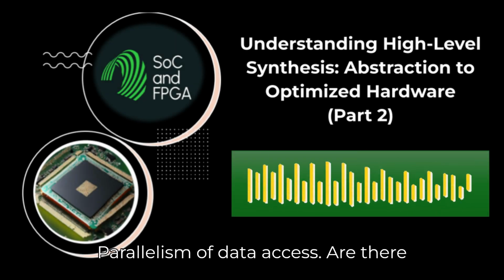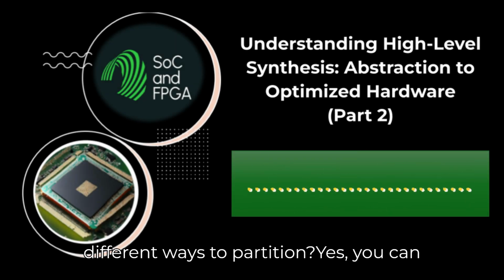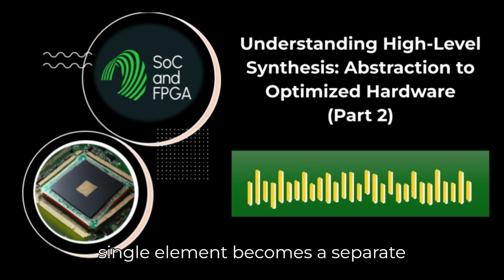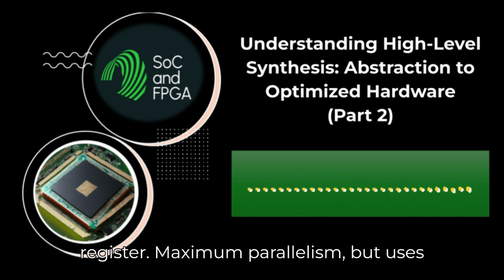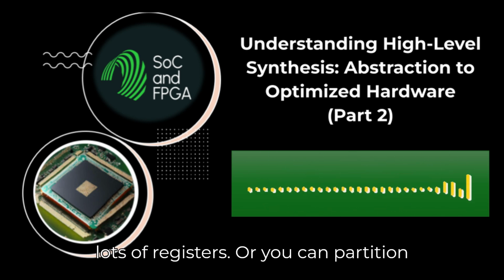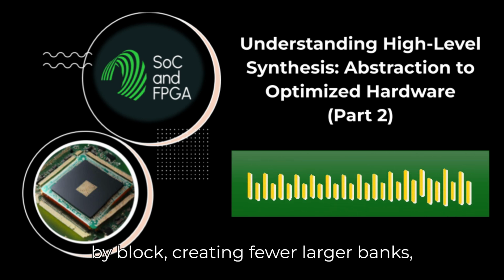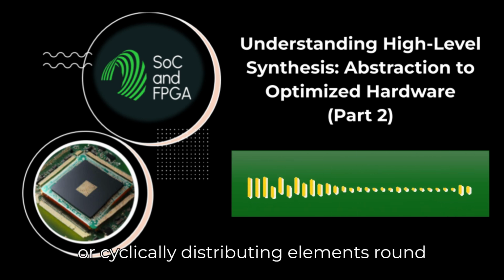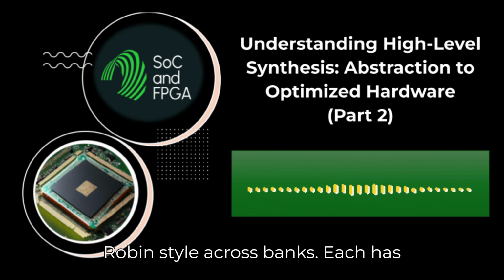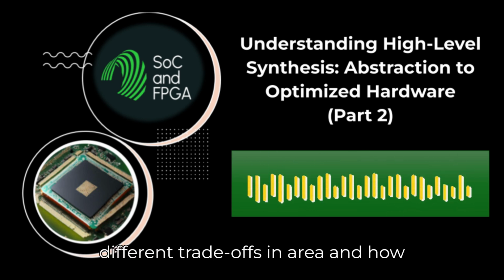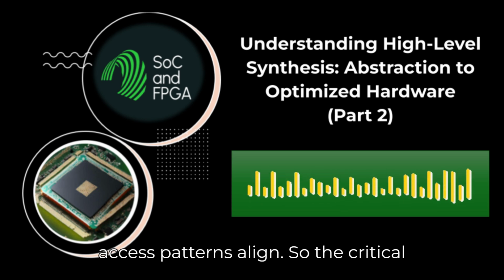Parallelism of data access. Are there different ways to partition? Yes. You can partition it completely, meaning every single element becomes a separate register, maximum parallelism but uses lots of registers. Or you can partition by block, creating fewer, larger banks. Or cyclically, distributing elements round-robin style across banks. Each has different trade-offs in area and how access patterns align.